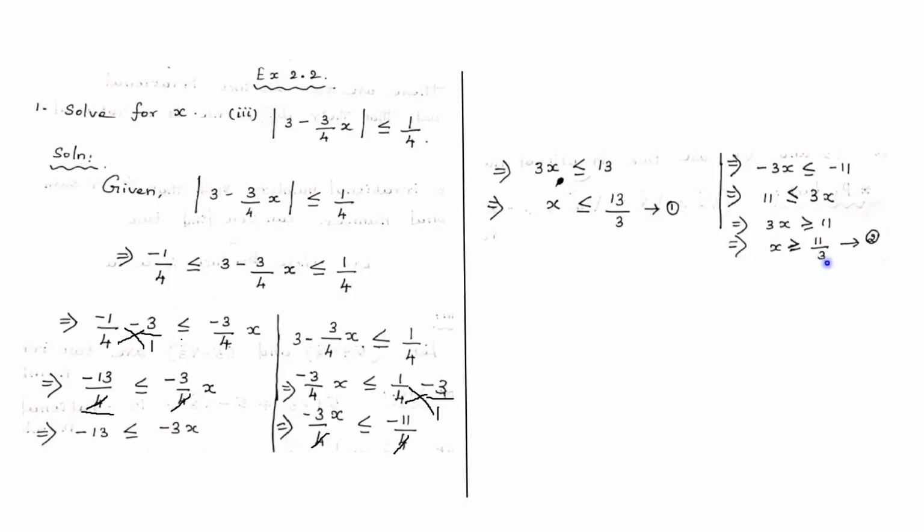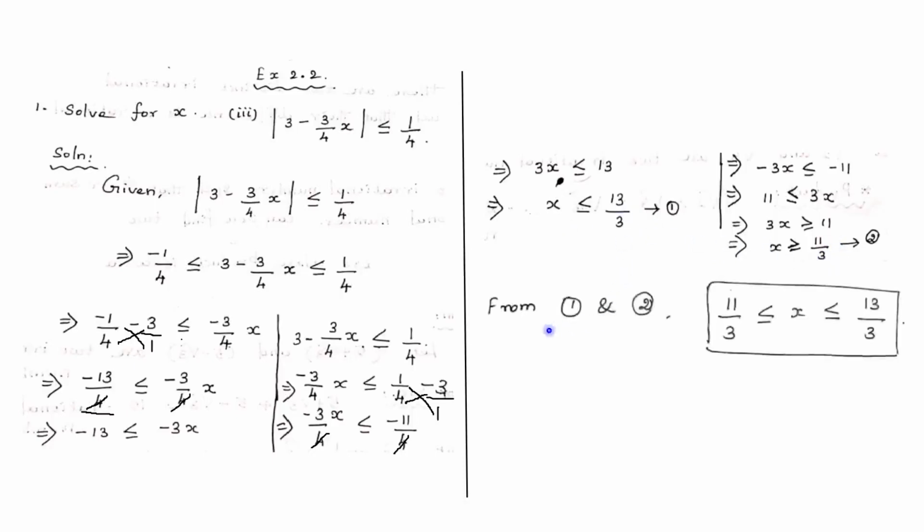From 1 and 2 we can consider that x value lies between 11 by 3 to 13 by 3. That is, from 1 and 2 we can write that as 11 by 3 less than or equal to x less than or equal to 13 by 3. So this is the answer for this sum.